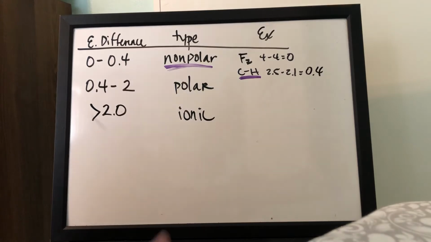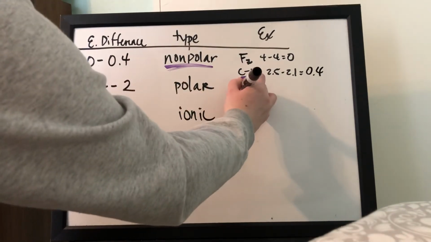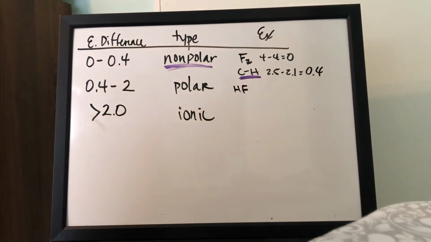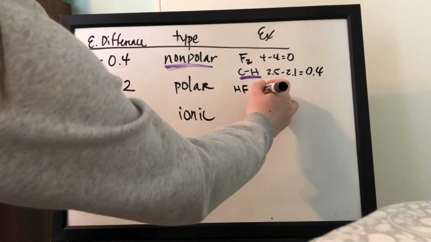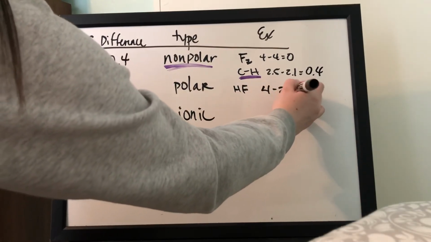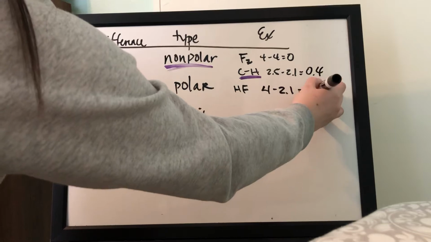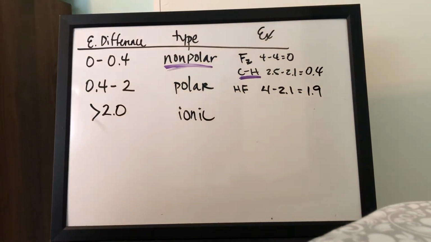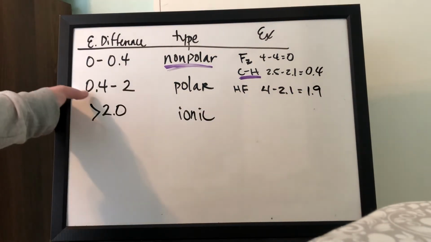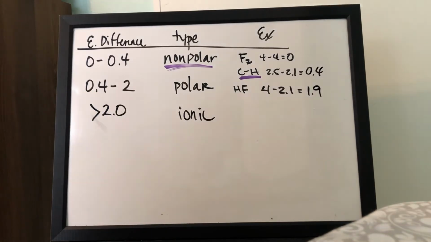Okay, if we look at HF, for example, in our polar category, if we do an electronegativity difference, and we take the fluorine's value of 4 and the hydrogen's of 2.1, we get a value of 1.9, which of course falls into this range of 0.4 to 2, being a polar covalent bond.